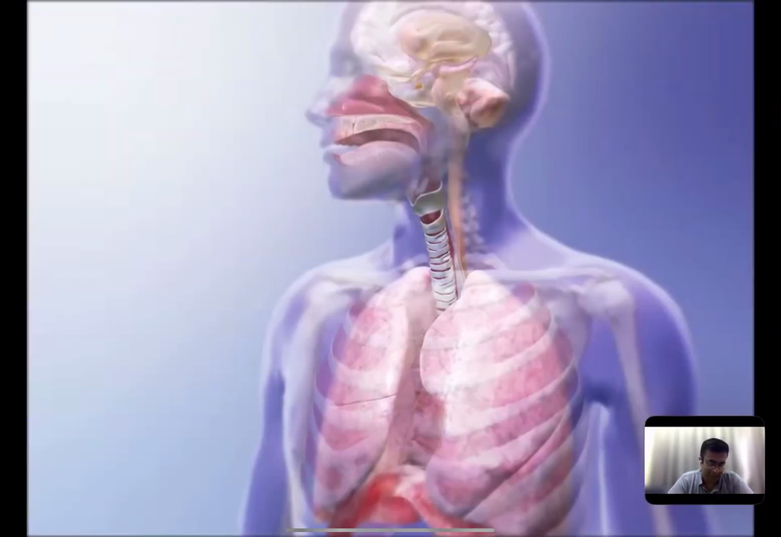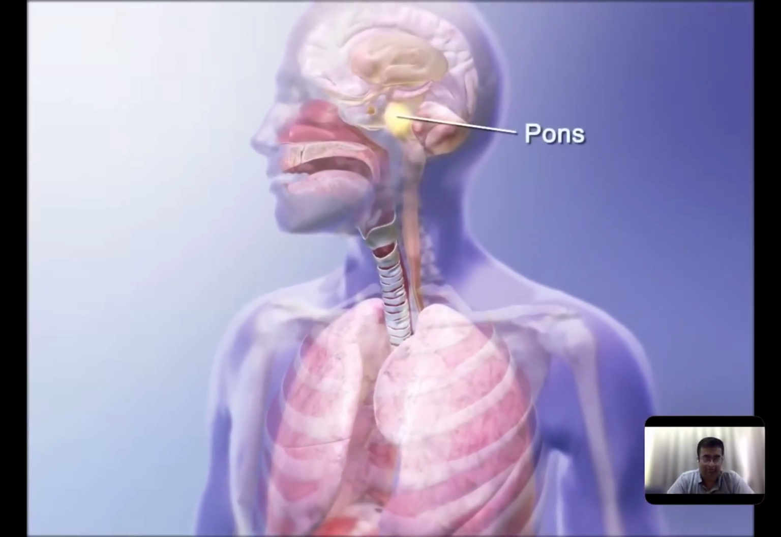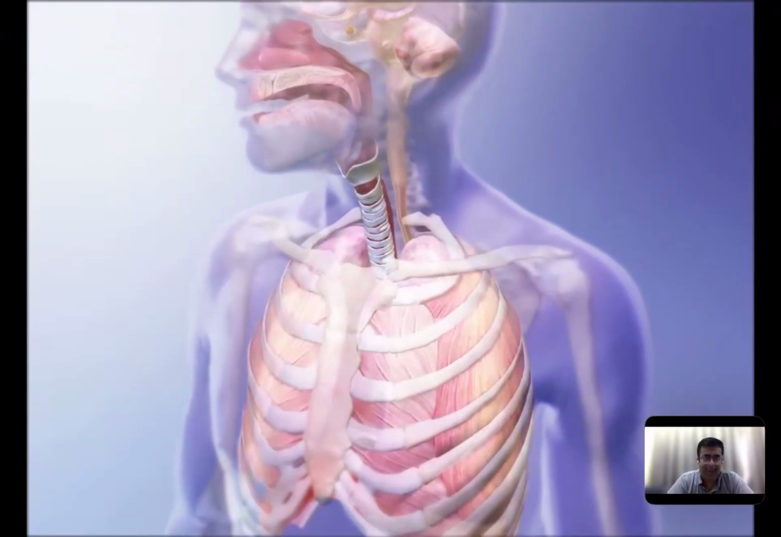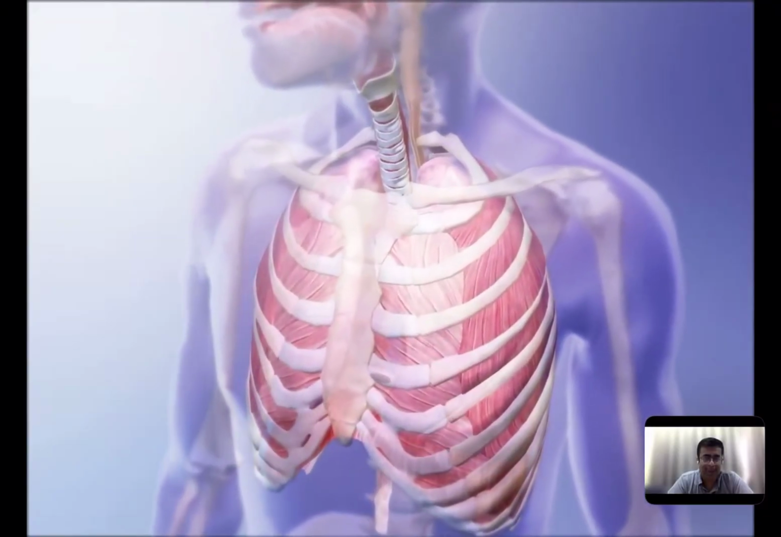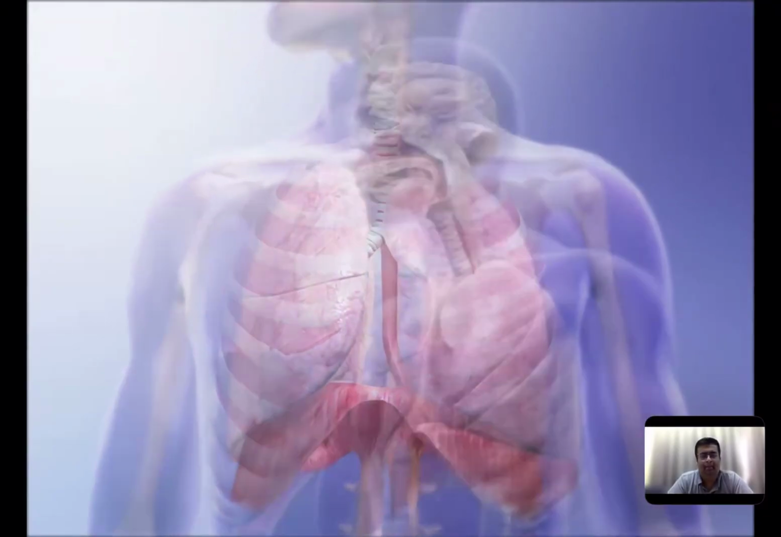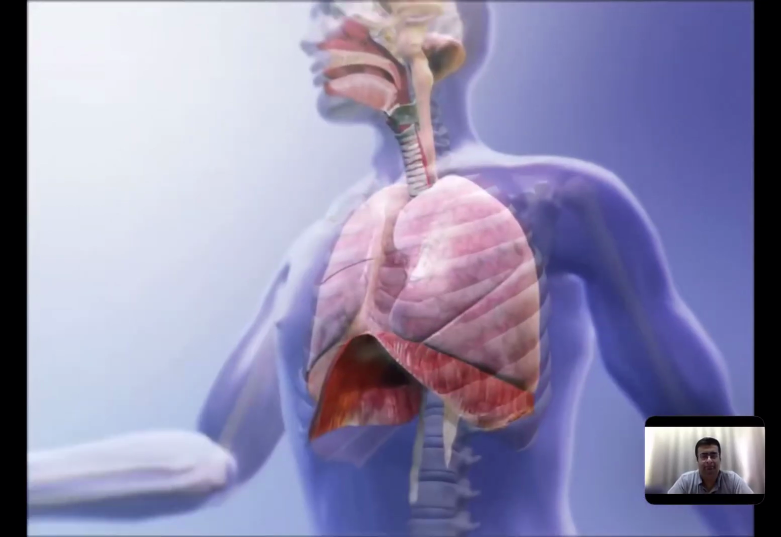Respiration is an involuntary function. Nerve impulses are transmitted by the pons and the medulla oblongata to respiratory muscles to regulate the respiratory rate. The rate of normal breathing is 12 to 15 breaths per minute. The body adjusts the rate and depth of normal breathing in response to metabolic needs.